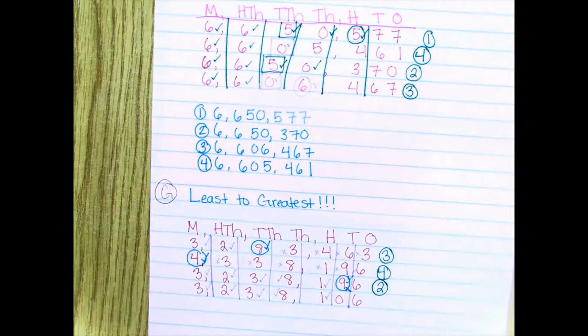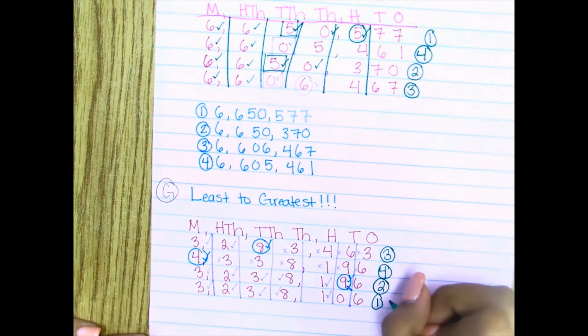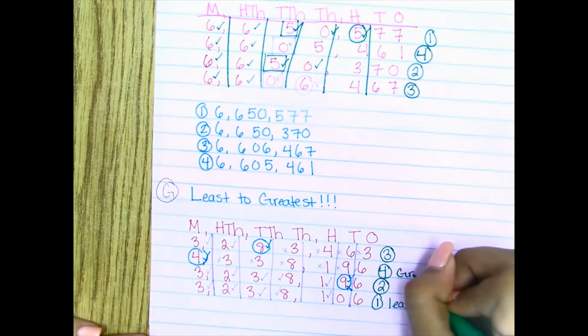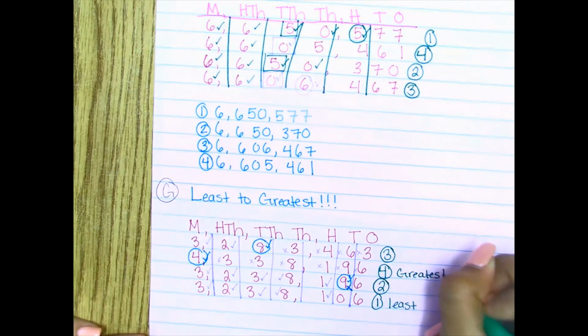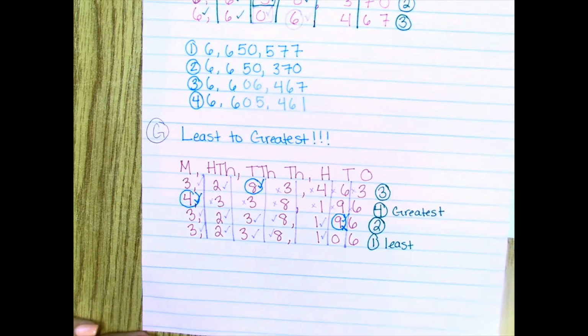Now here, I'm already finished here. I already know that I stop there. So that means this is my first place, meaning that this is my least. This is my greatest. So now I'm going to rewrite my numbers to help me.